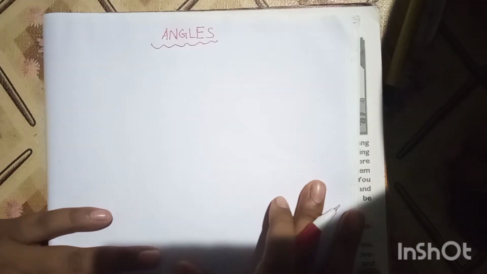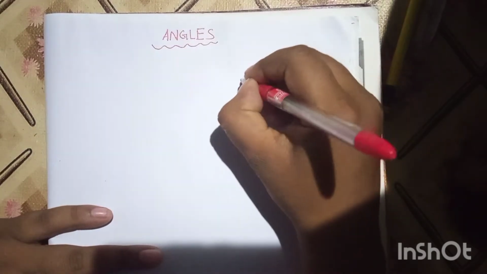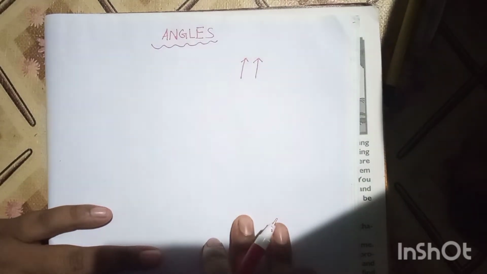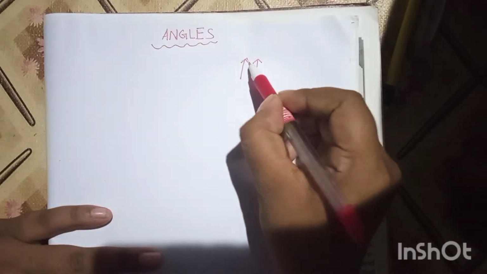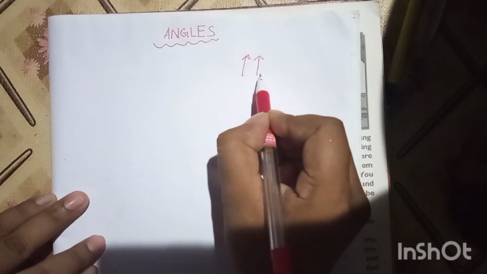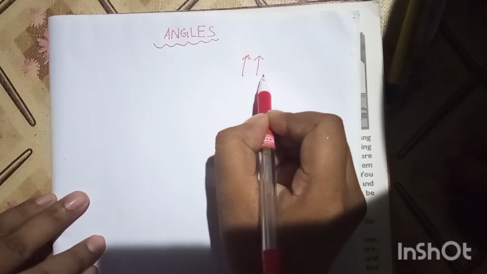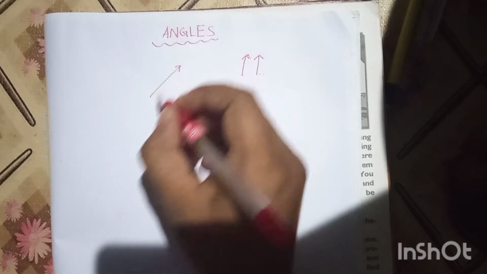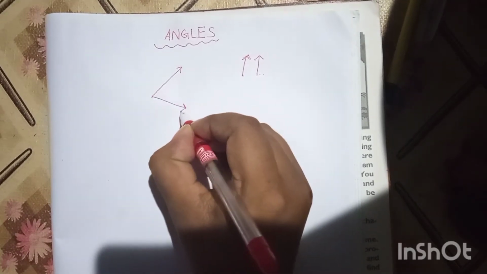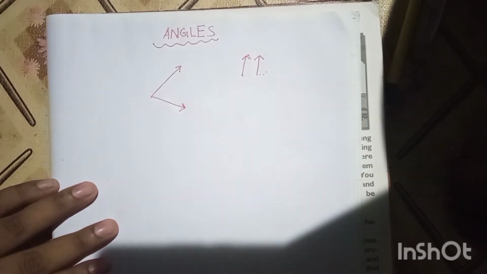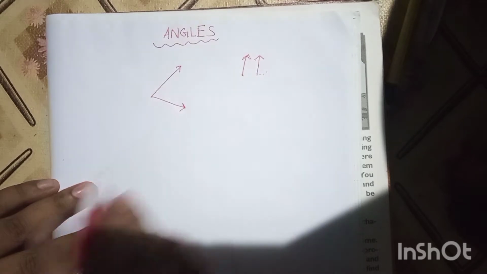Now we are going to discuss angles. So dear students, do you remember rays? Rays are those which have one arrowhead. This is called an arrowhead, okay? So for example, we have two rays here. What will happen if we join the two endpoints together? So we will get a structure like this.